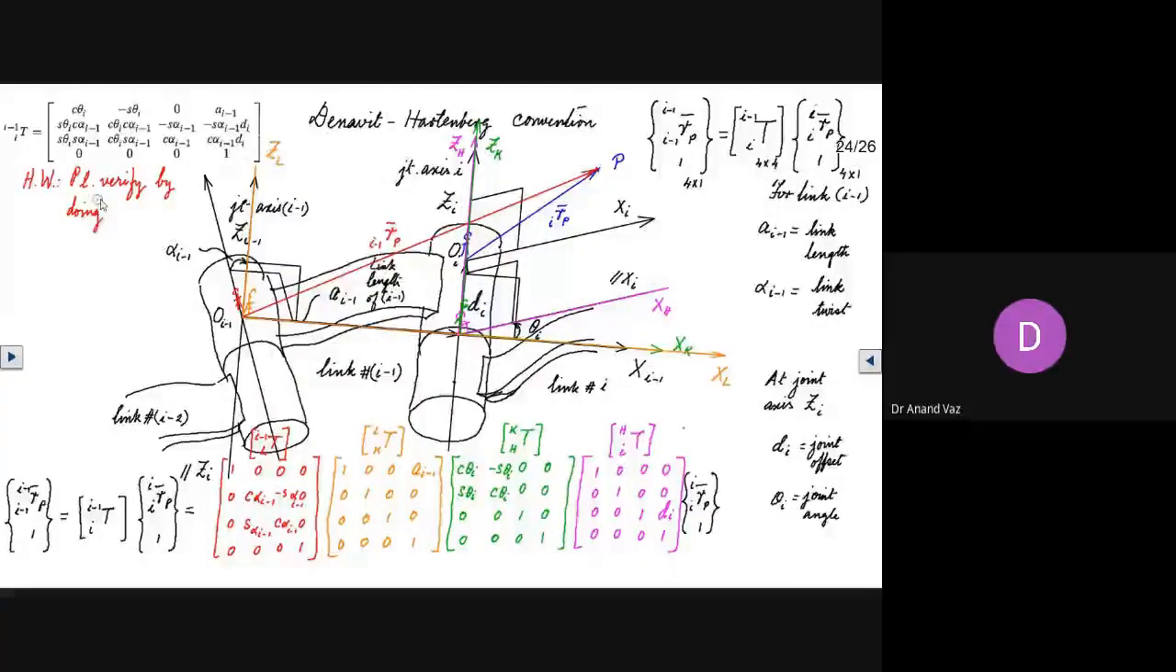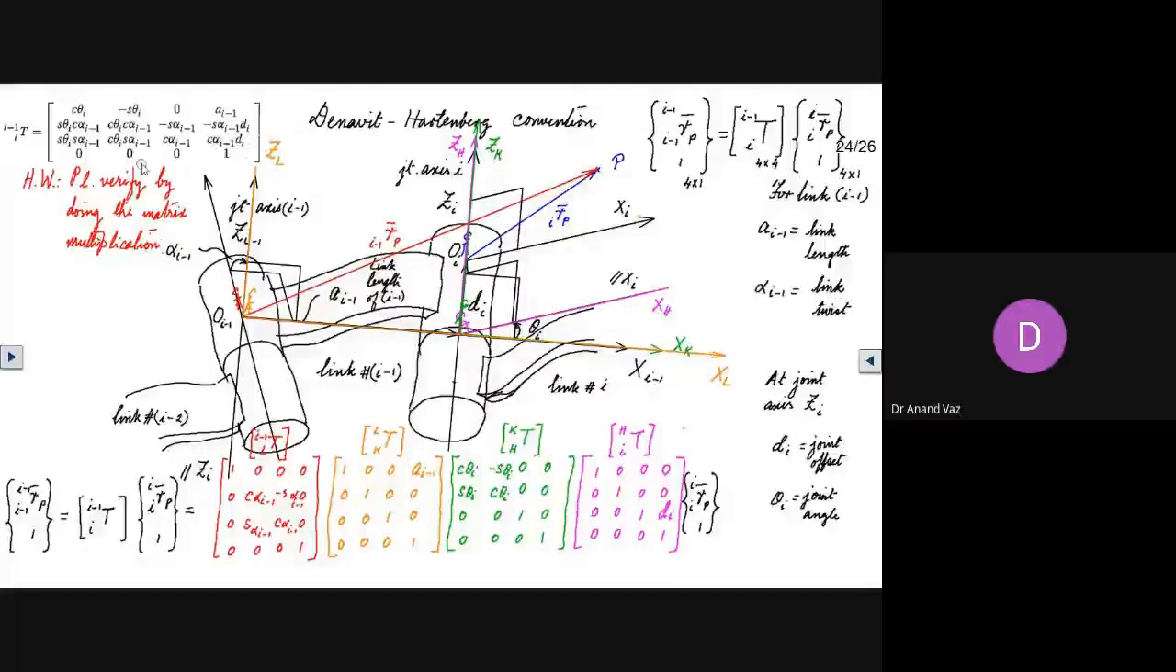It would take a few minutes only to do it. And I want all of you to confirm whether you are getting this expression or not. You should get it. When you multiply these four matrices, you should get this T from I to I minus 1.